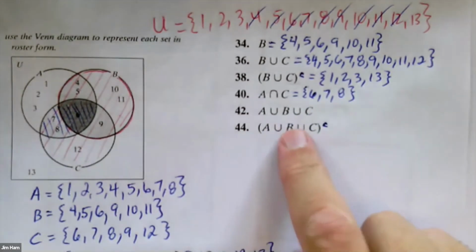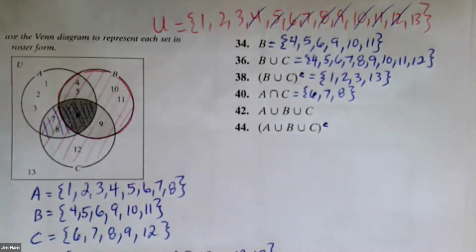All right, number 42, not only can we have a union between two sets where we join all the elements of the two sets, we can also have a union of three sets, where we take all the elements in A, dump them in, all the elements of B, dump them in, and all the elements of C and dump them into our new set, and just get rid of the duplicates.